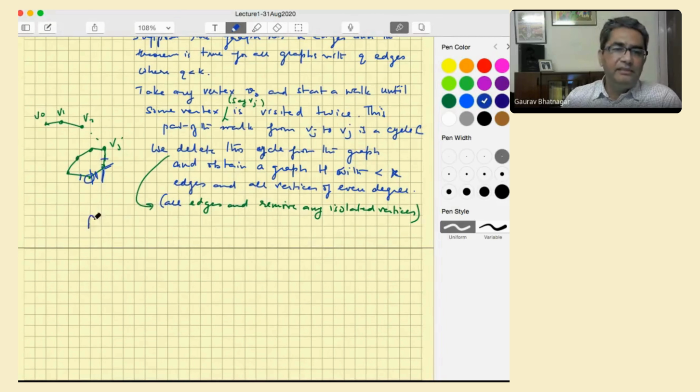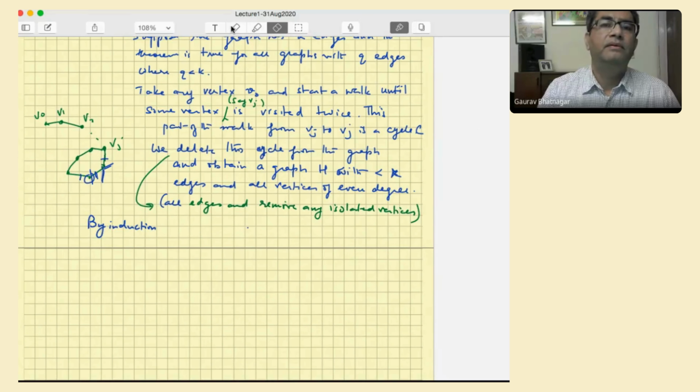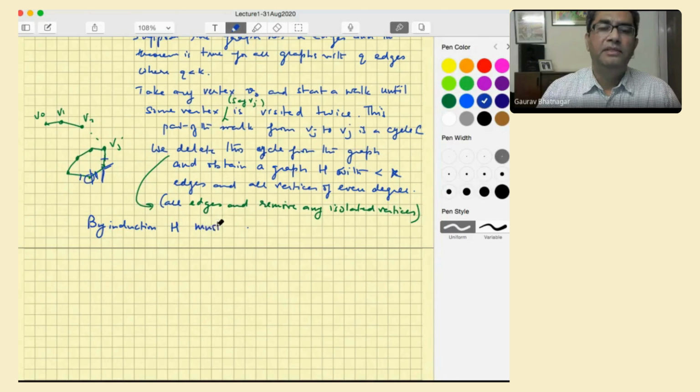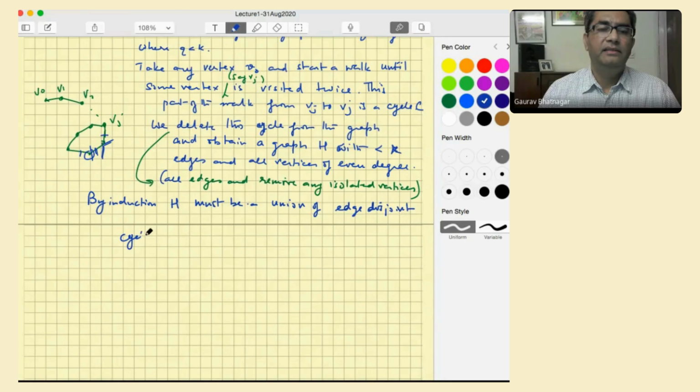Okay, now by induction, the rest, the graph H, must be a union of edge disjoint cycles, and we are done. So is this proof clear?